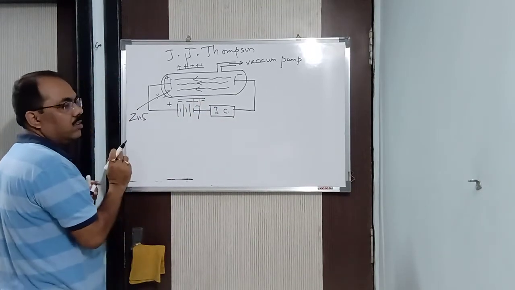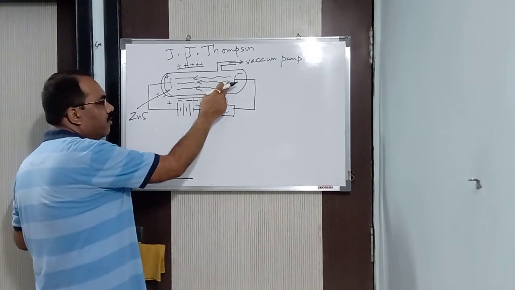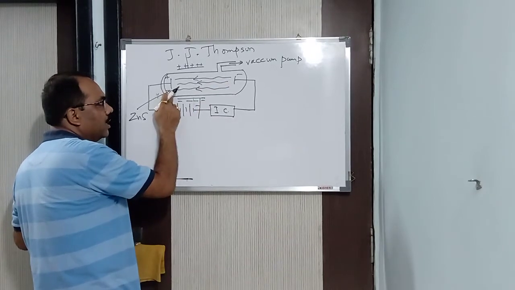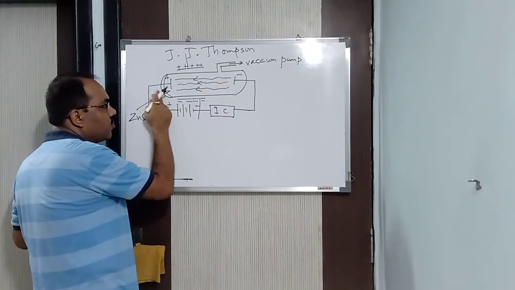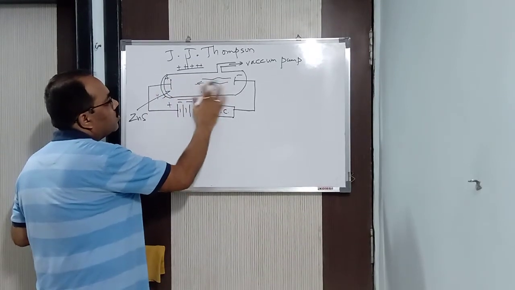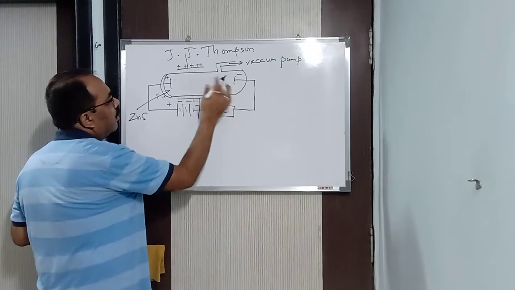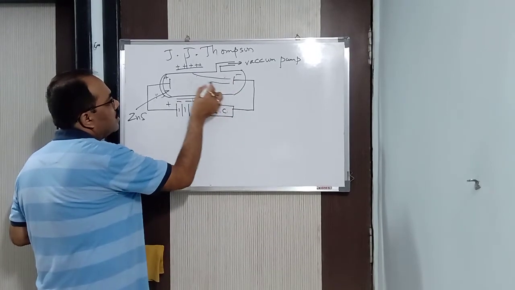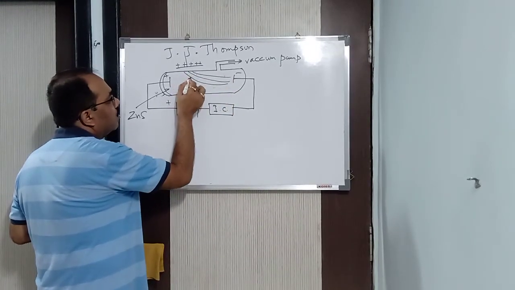Now what we saw is that the rays which were travelling from the cathode to the anode, instead of travelling straight, got bent. They got bent towards the anode. The rays got bent in this way. Now how do we come to know that the rays got bent?